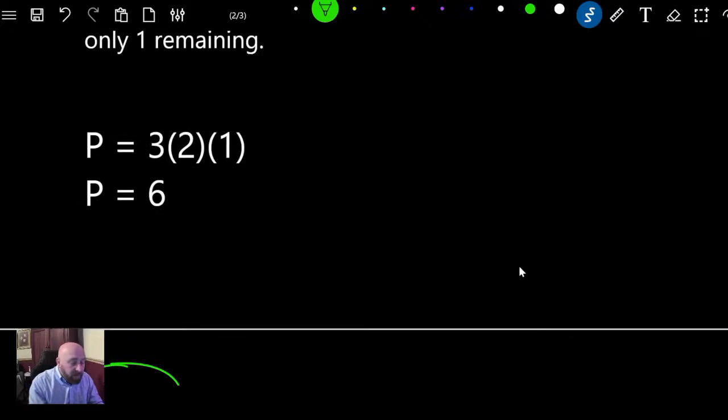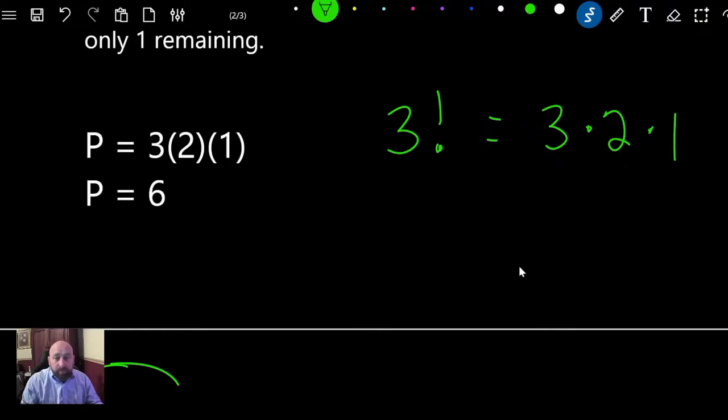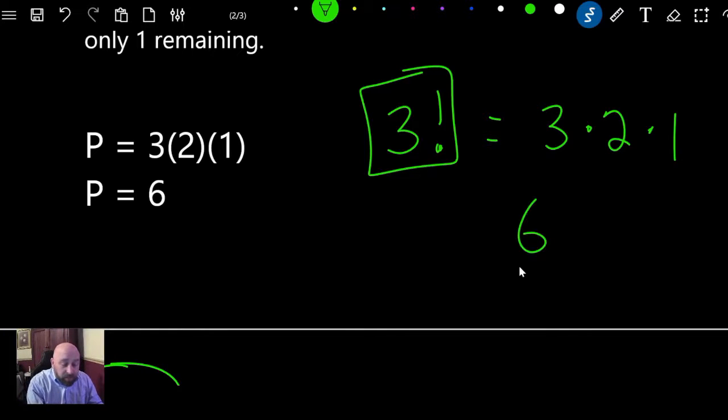So let's go back here to this one right here. The way that we would write this, the highest factor is 3. And it would be 3 exclamation point. That's the way that we write 3 factorial. Now here's what that means. That means 3 times 2 times 1. That's what that means. 3 factorial, 3 times 2 times 1. And then that's going to equal 6.